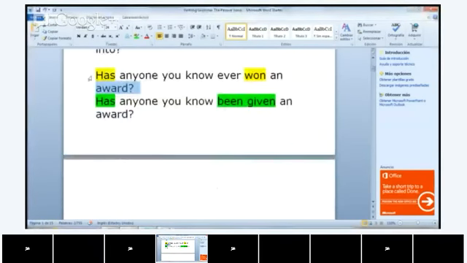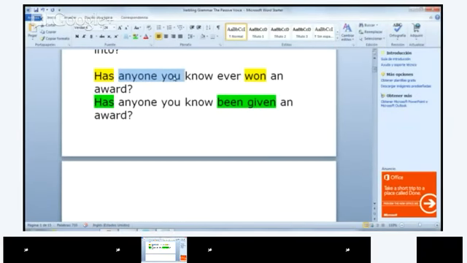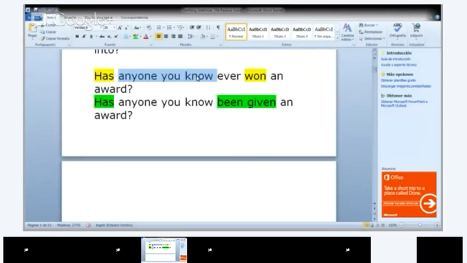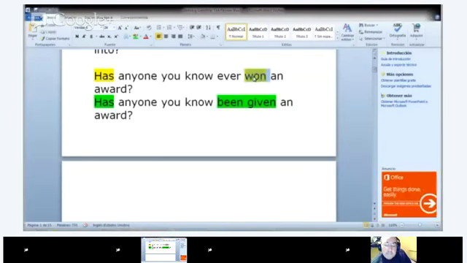These are these two examples. This first example is active. Has anyone you know ever won an award? Now that is an active sentence because anyone you know is the subject. This is one of your friends or family, someone that you know. Have they won? This is the main verb. Well, no, I'm sorry, in this case it is the past participle.